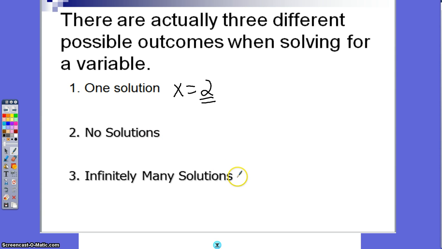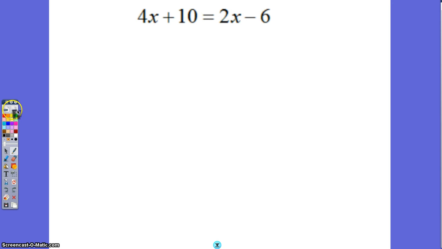Sometimes any number would work. So in that case, infinitely many solutions. So not only does x equal 2, but it also equals 1, and it also equals any decimal, and it also equals any fraction, and any negative number. Any number I could think of will work as a solution. So let's look at 3 problems.